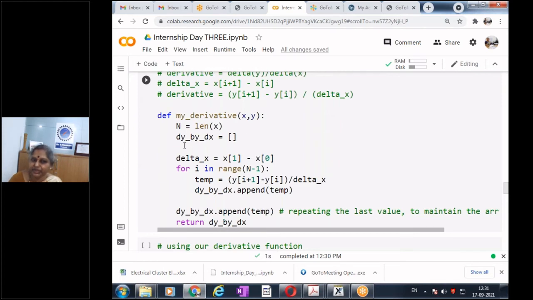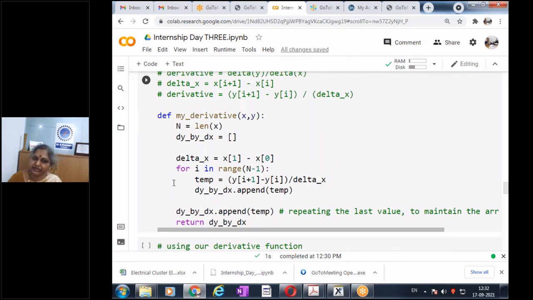Then I am computing dy by dx. I'm initially initializing dy by dx to an empty array, and then can someone tell me what is happening in this delta x, x1 minus x0? Then I have the command delta x is given by x1 minus x0. What is happening here? Delta x is x1 minus x0.